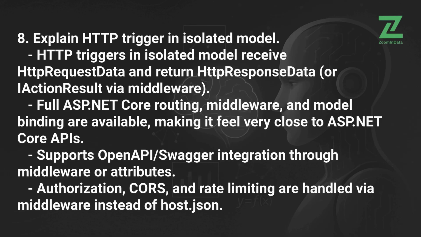8. Explain HTTP trigger in isolated model. HTTP triggers in isolated model receive HTTP request data and return HTTP response data, or IActionResult via middleware. Full ASP.NET Core routing, middleware, and model binding are available, making it feel very close to ASP.NET Core APIs. Supports OpenAPI, Swagger integration through middleware or attributes. Authorization, CORS, and rate limiting are handled via middleware instead of host.json.